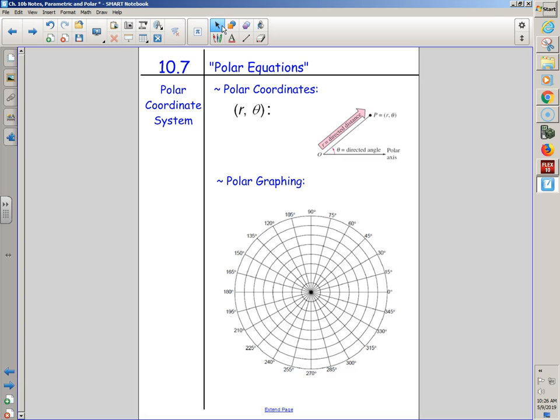10.7 is going to be weird because we're not putting x's and y's on the graph at all, because we don't have x's and y's. What do we have instead? R's and thetas. Now, the x's and y's are still kind of there, hidden in the background.